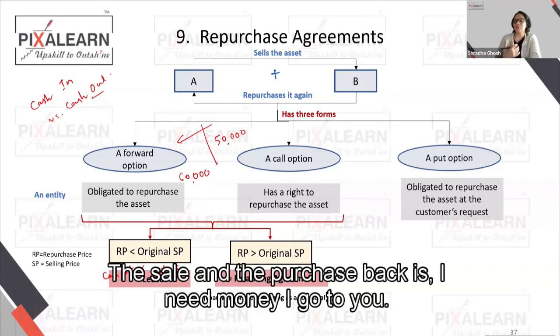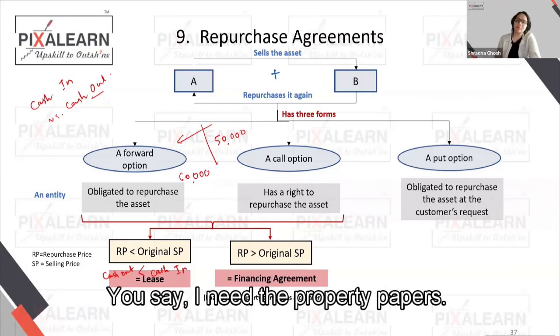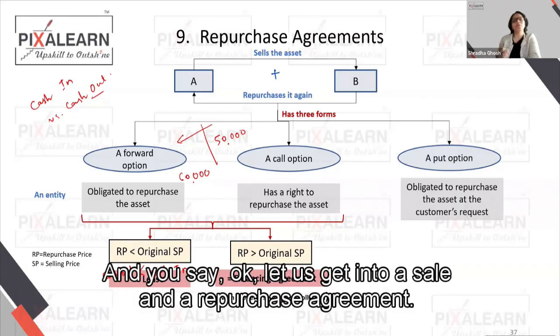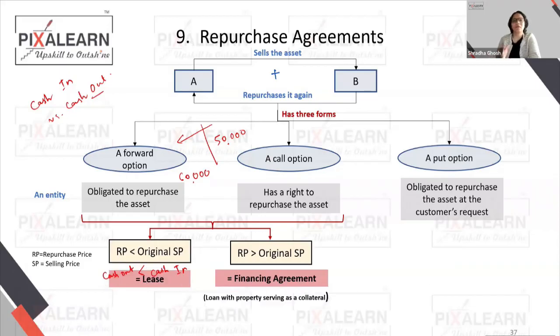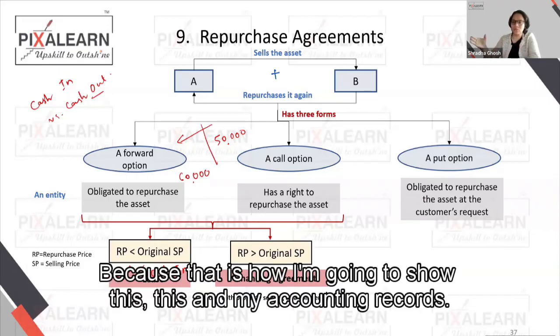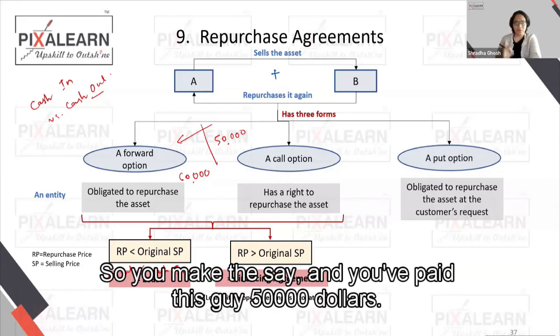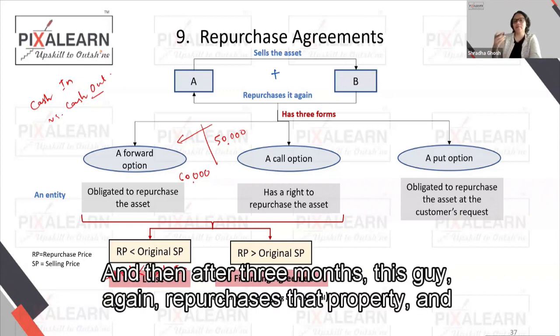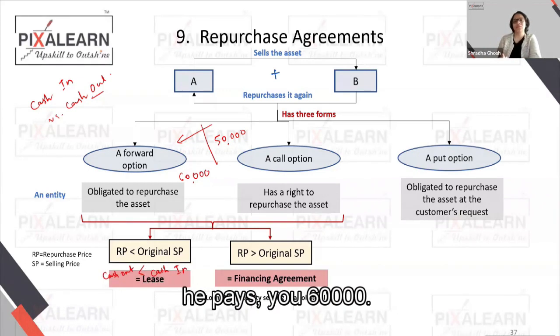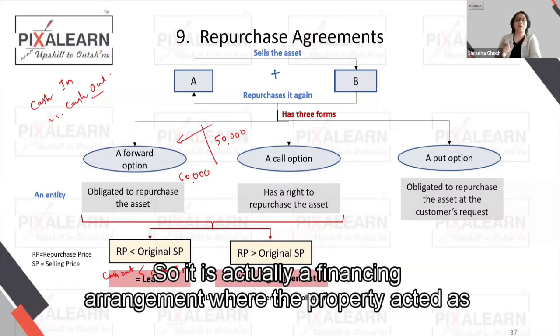The sale and the purchase back is this: I need money. I go to you. You say I need the property papers. And you say, okay, let us get into a sale and a repurchase agreement, because that is how I'm going to show this in my accounting records. So you make the sale and you pay this guy $50,000. And then after 3 months, this guy again repurchases that property and he pays you $60,000. So it is actually a financing arrangement where the property acted as a collateral.